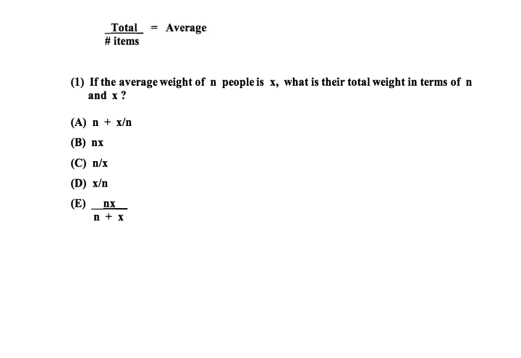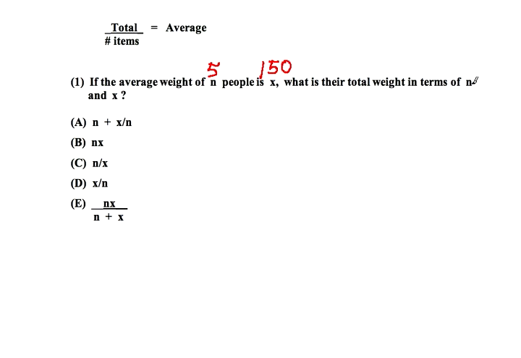Let's try some problems. If you want to try this on your own before seeing the solution, you can pause the screen now. Here's a typical problem. If the average weight of n people is x, what is their total weight in terms of n and x? Well, one way to approach this is to turn it into an arithmetic problem. You do that by choosing numbers for the variables. So let's say we have 5 people and their average weight is 150. What is their total weight?